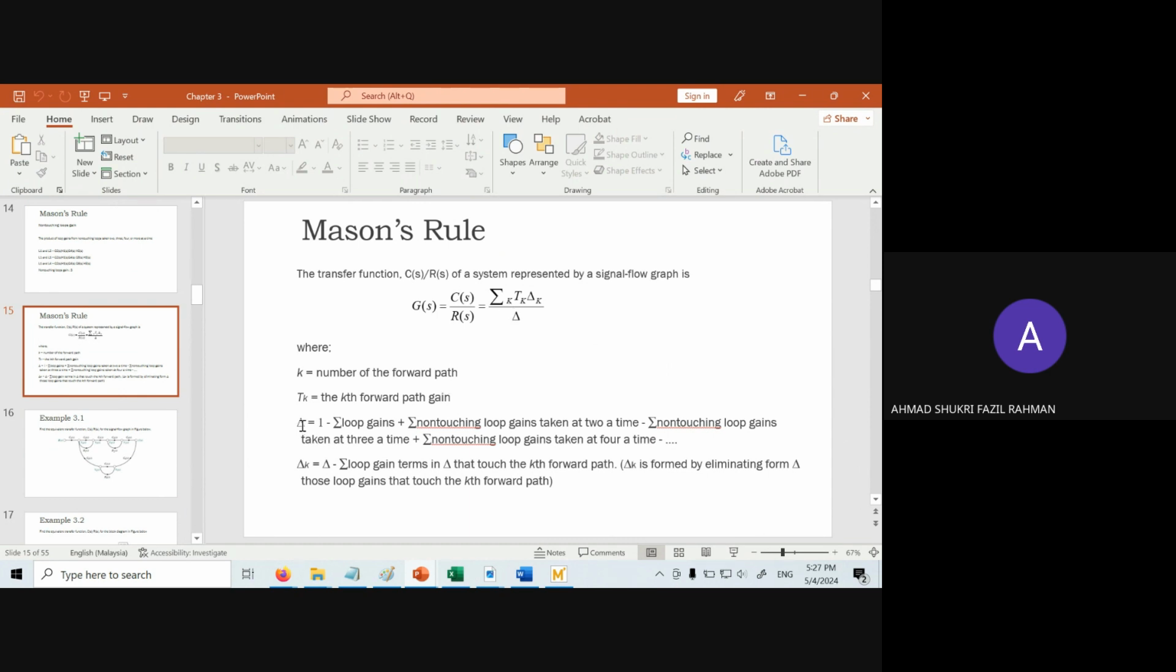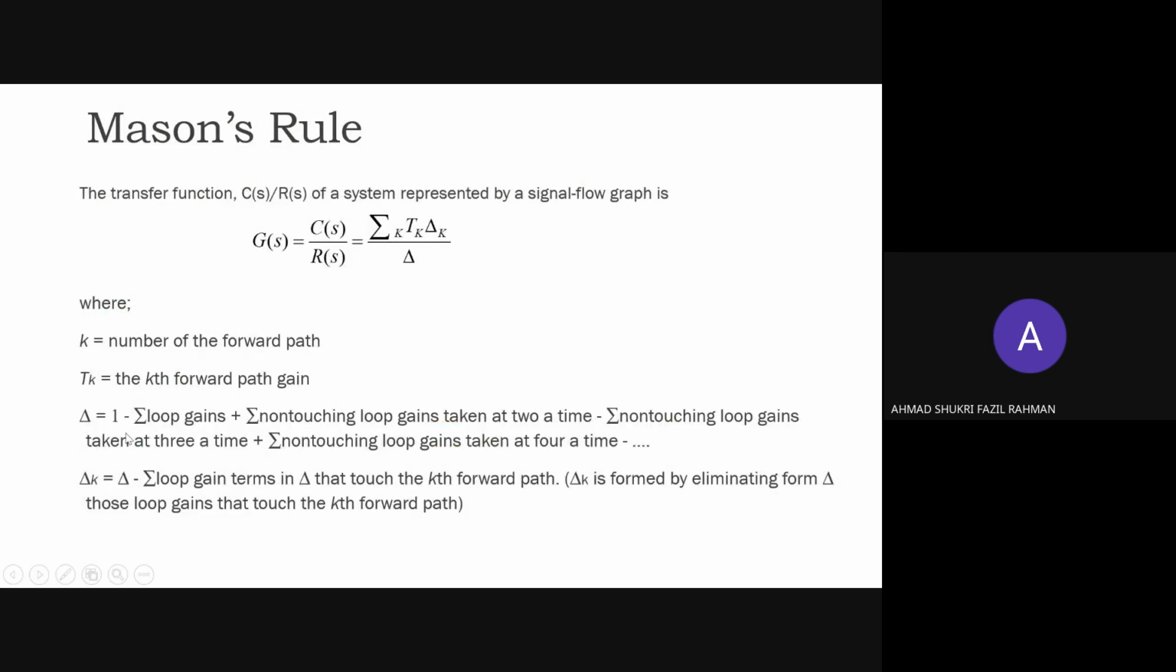The delta part is given by this equation. Delta is equal to 1 minus the total summation of single loops. You can see the pattern shown here: this is minus, this is plus, this is minus, this is plus. So the sign alternates between the loop terms.